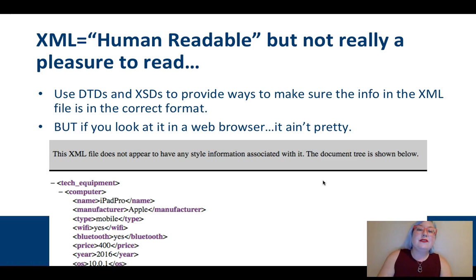But when we try to look at it in a browser, it's not pretty, right? So we have this tech equipment example, which you'll be working with in your assignment. And as you can see, we know what's going on here, right? We know that we're talking about technology equipment, and we have computer, and you can imagine we have a closing tag for computer down here somewhere, and then we have all these additional elements nested within that. But it's not visually appealing, right? And so that's what we're going to focus on in our last lecture, where we talk about how we can style our XML.